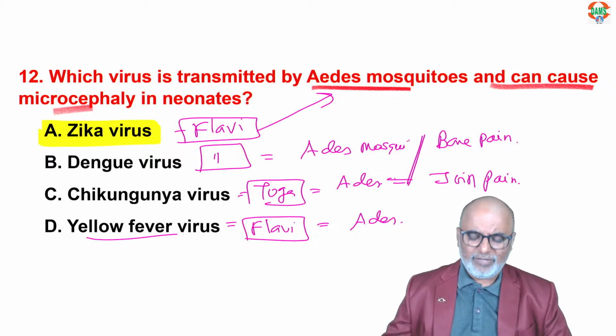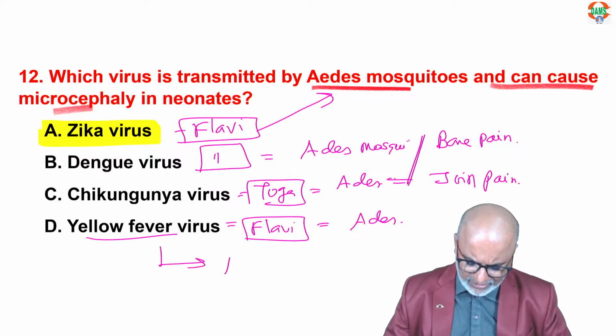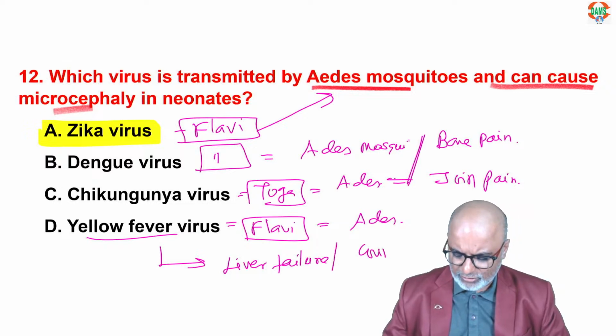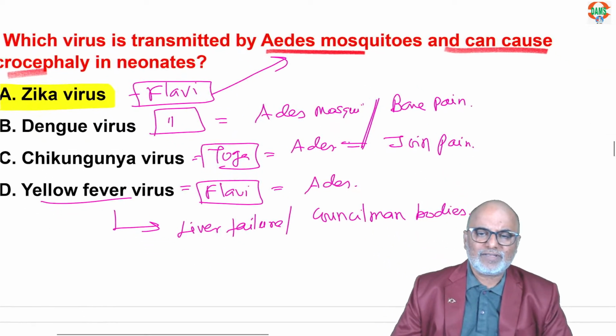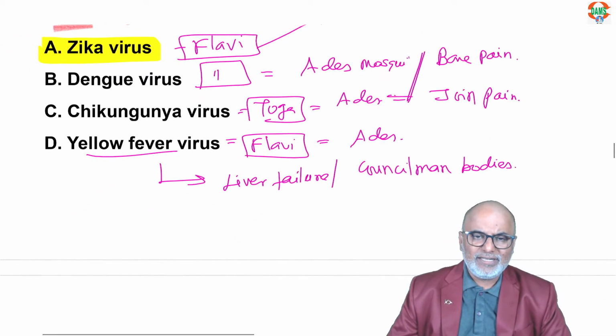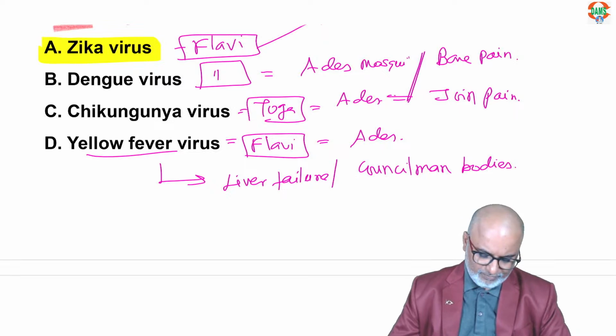Yellow fever, everything becomes yellow. It mainly causes liver failure. It produces Councilman bodies and mid-zonal necrosis. We call it Councilman bodies, mid-zonal necrosis.